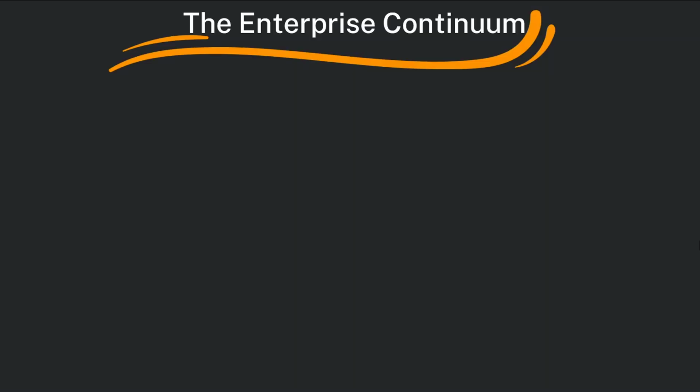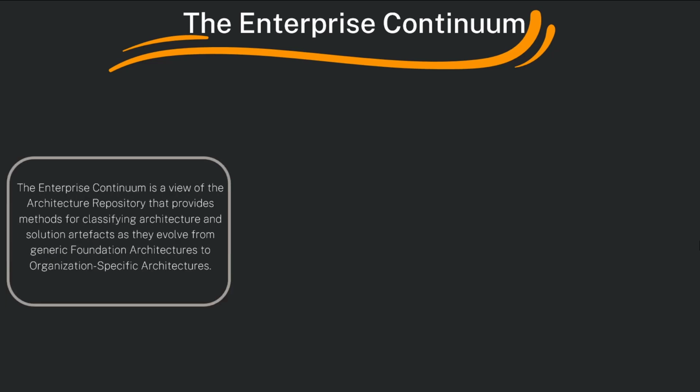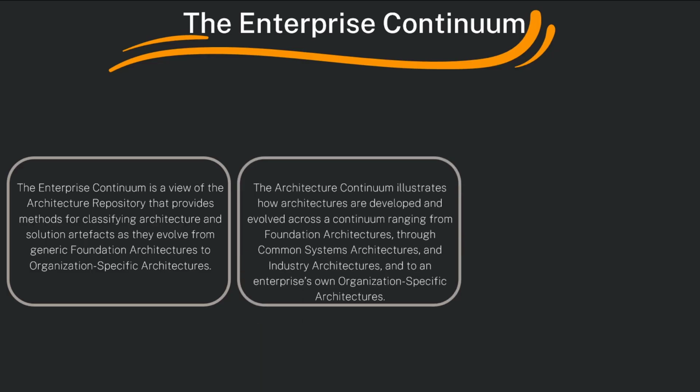The Enterprise Continuum. The Enterprise Continuum is a view of the architecture repository that provides methods for classifying architecture and solution artifacts as they evolve from generic foundation architectures to organization-specific architectures. We can say the architecture continuum illustrates how architectures are developed and evolve across a continuum ranging from foundation architecture through common system architectures and industry architectures and to an enterprise's own organization-specific architecture.